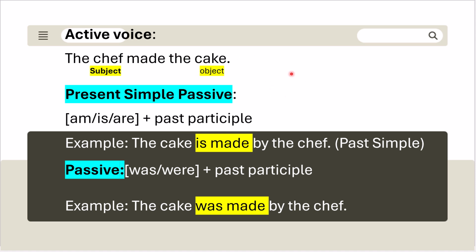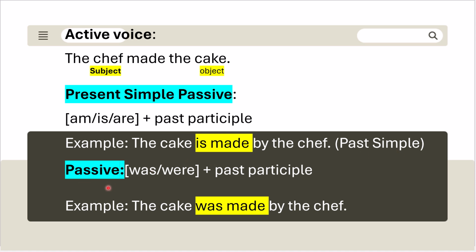Now let's look at the simple tense, where we write am, is, are plus the past participle of the verb. Okay. Example, the cake is made by the chef. So it is a simple passive. See, the chef made the cake. So now we are writing in the passive. The cake is made by the chef. It is in the passive.